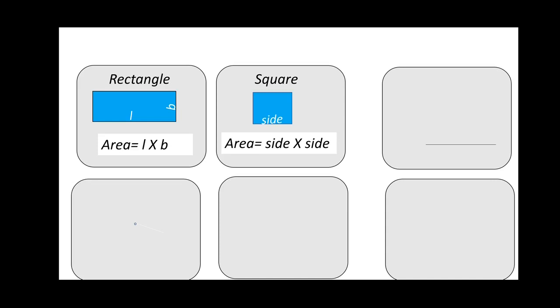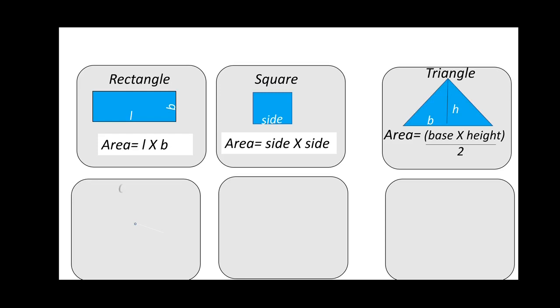Next one is triangle. In the figure, B represents base and H represents height. Area of triangle is equal to base into height divided by 2, or we can say that half BH, where B represents base and H represents height.